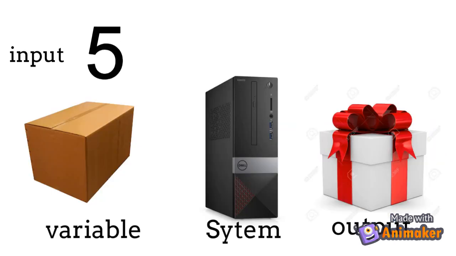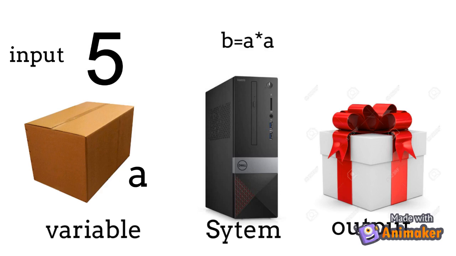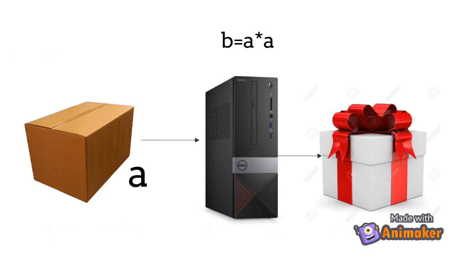Now let us take an example. We have an input 5 which is assigned to a variable A. This variable is now given to the system or compiler. The compiler will execute the code and produce the result as 25.